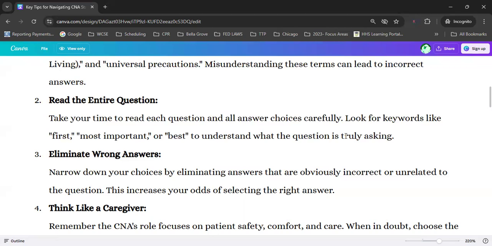So first, the most important and best way can really make you understand what this question is actually asking you. And guess what? We will have questions. We're going to review two or three questions to give you an understanding of how these types of words or keywords can be utilized in a question to direct you to the exact answer that is correct.